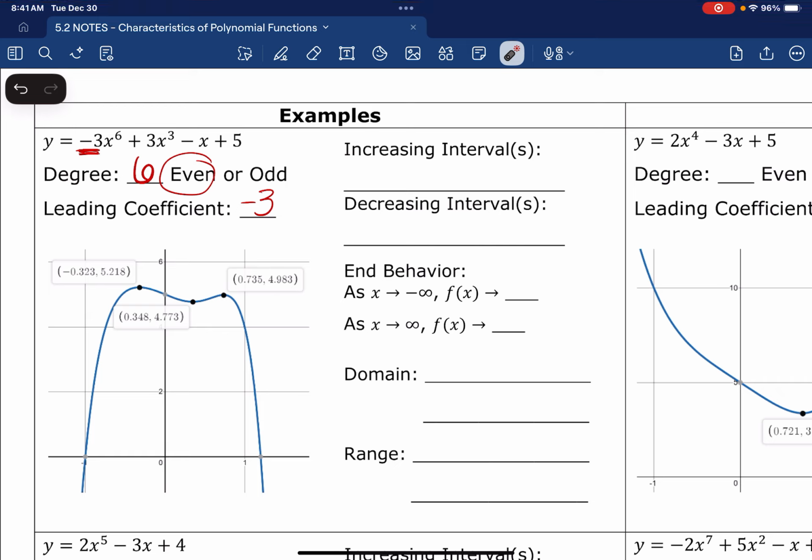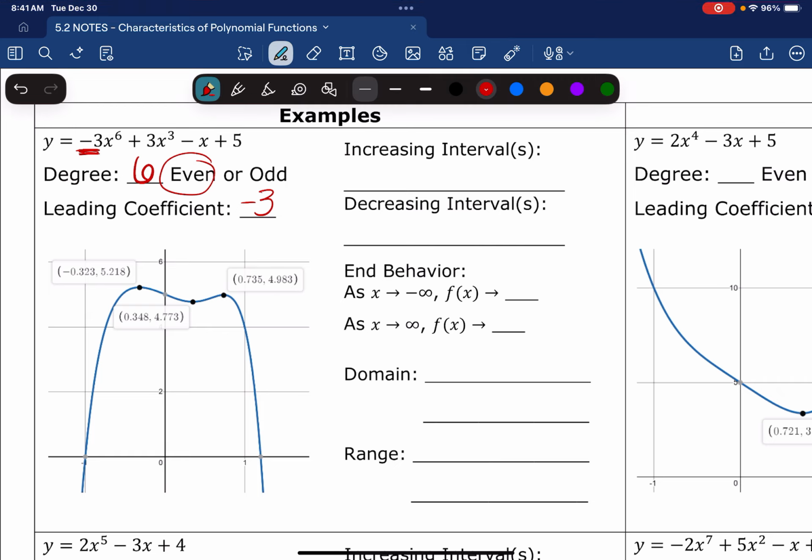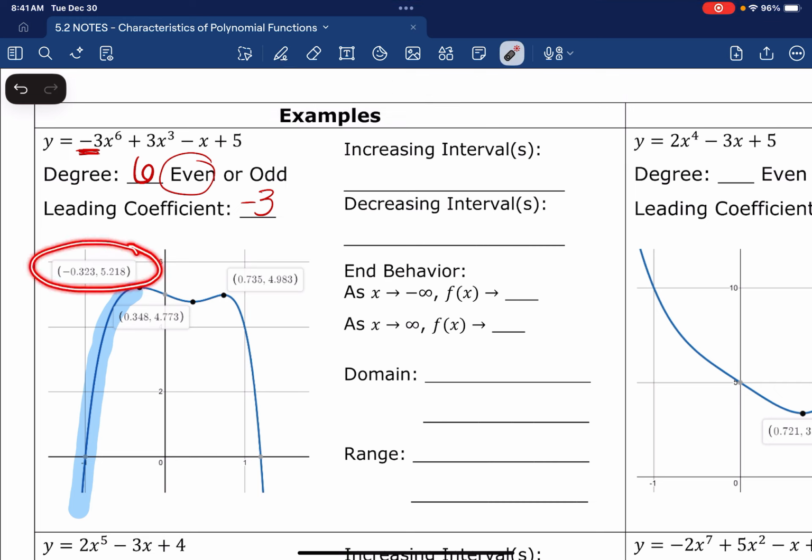So let's talk about these increasing and decreasing intervals. I'm going to go ahead and highlight again. So let's use blue first for increasing. I know that this section of my graph is going higher and higher and higher, all the way until I get to that maximum value. What is that maximum value? Well, here it is right here. Okay?